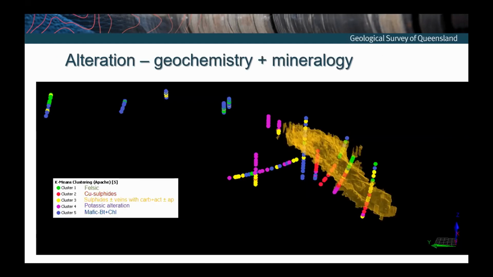And the spatial distribution of these different geochemical clusters. The picture is pretty solid. We're confirming multi-element geochemical signature within the ore body.